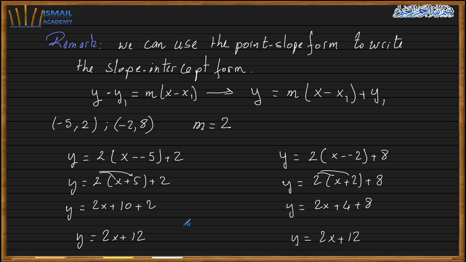As you see, you can pick any point, just substitute into the slope-intercept form. So this is another way to use another form to write the slope-intercept form of a linear function.